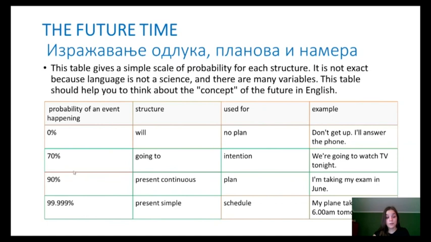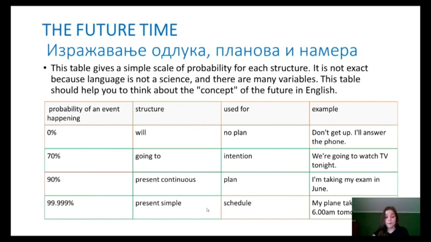Present continuous. There is a 90% chance or probability of an event happening. It is planned. We know the exact time and place the event is happening, and we also know the people involved. I'm taking my exam in June. So we know the exact time and place I'm taking the exam.